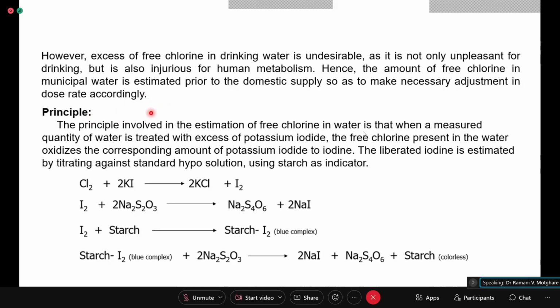So the principle involved in the determination... Yes, ma'am, how is it injurious for metabolism? It's chlorine in water. When you consume water containing a large amount of chlorine, first of all, the effect is on your buccal cavity: the mucous membrane of your buccal cavity is attacked.